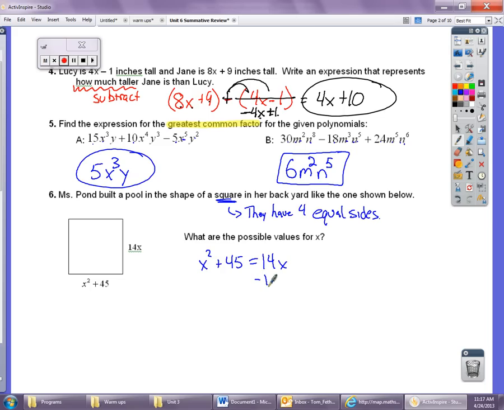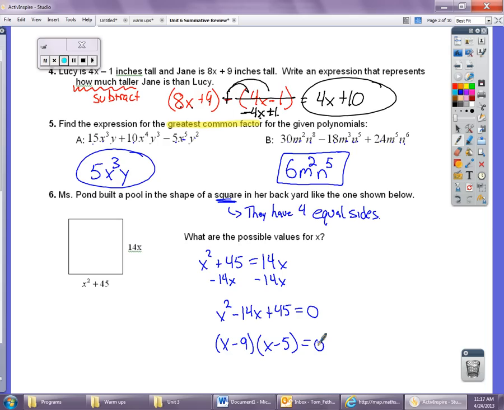So we do minus 14x and minus 14x. So we get x squared minus 14x plus 45 equals 0. So now we can figure this out. Well, we're looking for factors of 45 that give us negative 14. So factors of 45 that give us negative 14, we have x minus 5 and x minus 9.